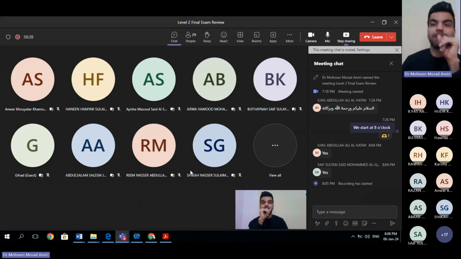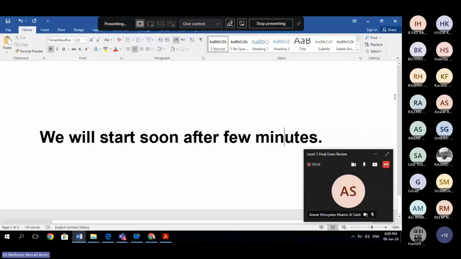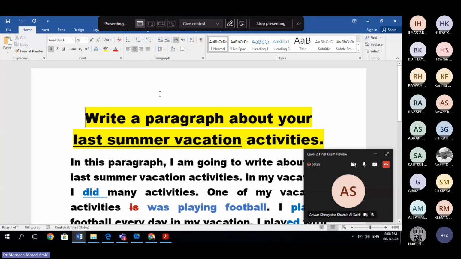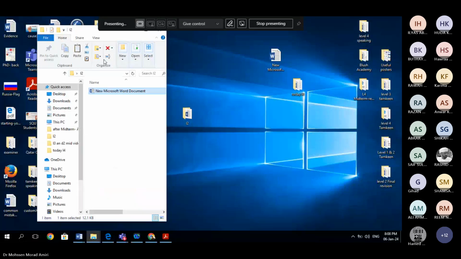So Shabab, let's get started. I'll switch off the camera right now. All right. So Shabab, as you know that writing has two parts.